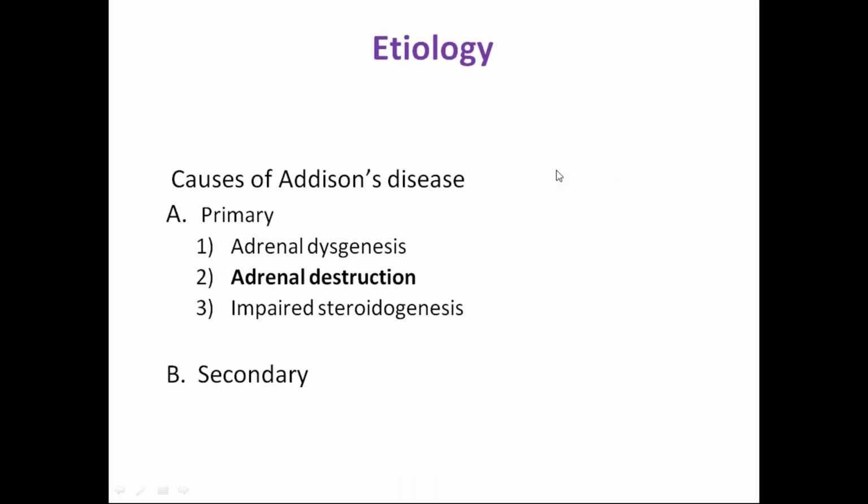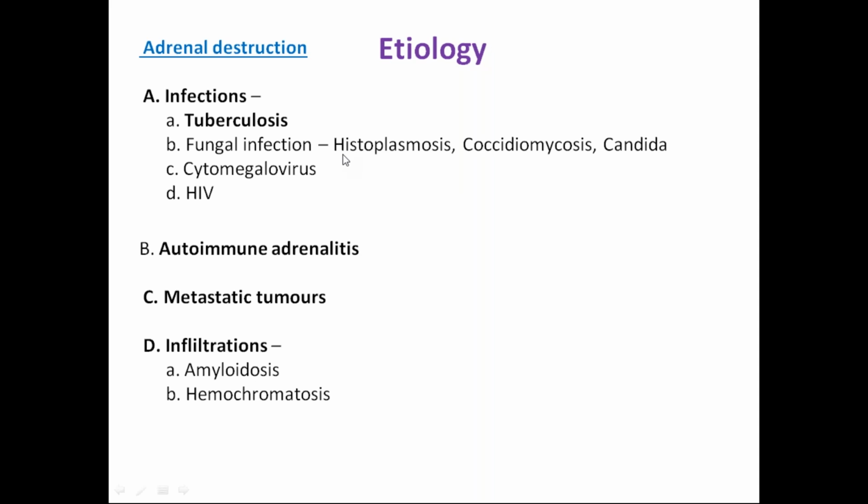So what is the etiology of Addison's disease? I told you, deficiency of adrenal hormones. There are primary causes and secondary causes. The primary causes include adrenal dysgenesis, adrenal destruction, and impaired steroidogenesis. Adrenal destruction can be due to infections: tuberculosis, fungal infection, cytomegalovirus and HIV, or autoimmune adrenalitis, or metastatic tumors and infiltration.